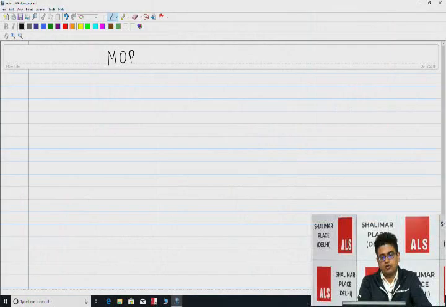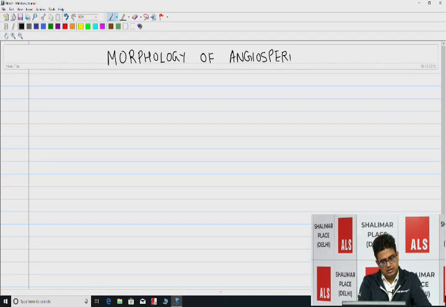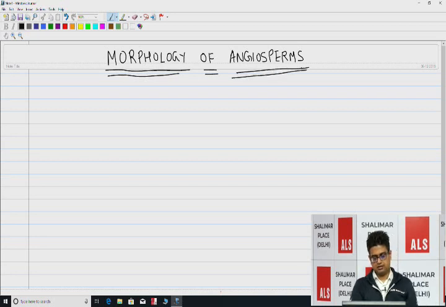So we are today starting the morphology of angiosperms, and thankfully it's a much better chapter compared to the previous ones because there were a lot of details in the plant kingdom and in biological classification. This chapter is somewhat less detailed, and let me say that it is more fun than the previous chapters that you have studied up till now, right?